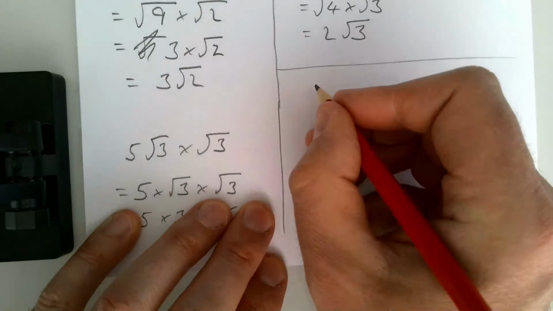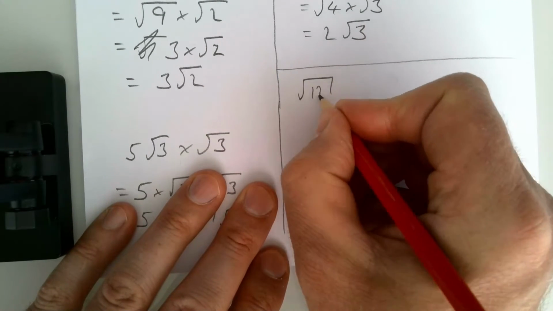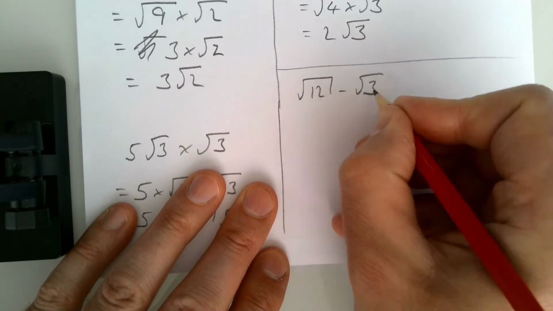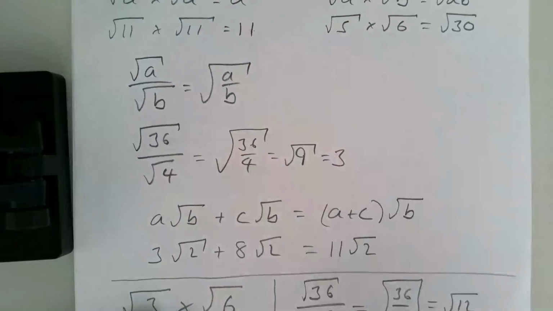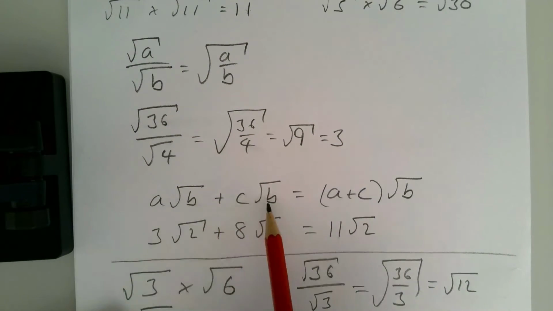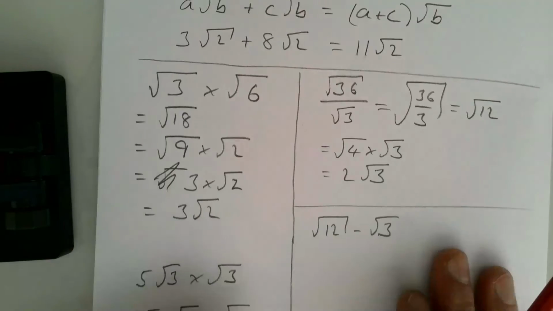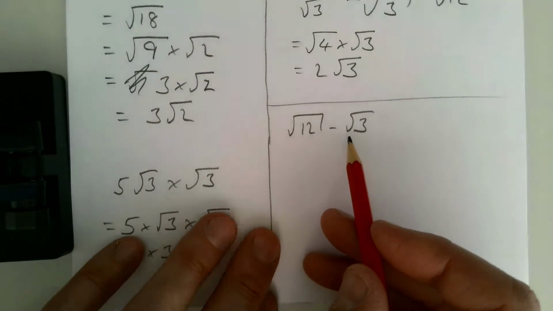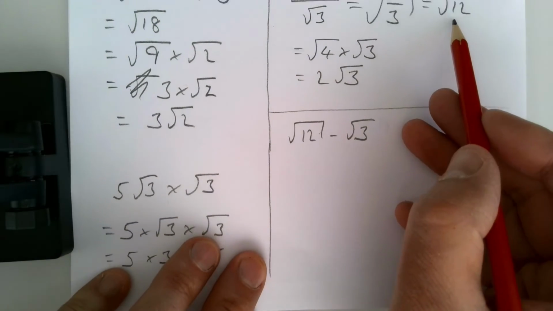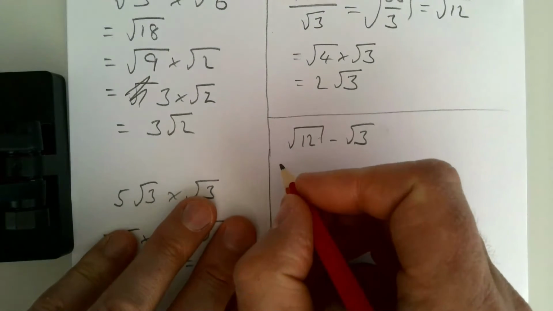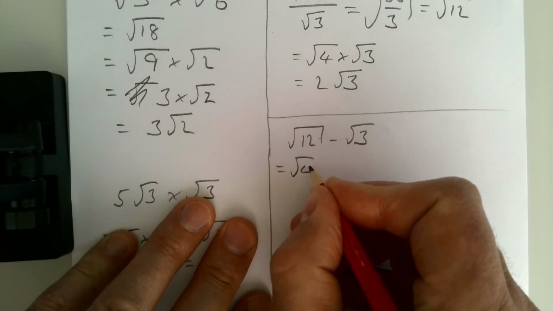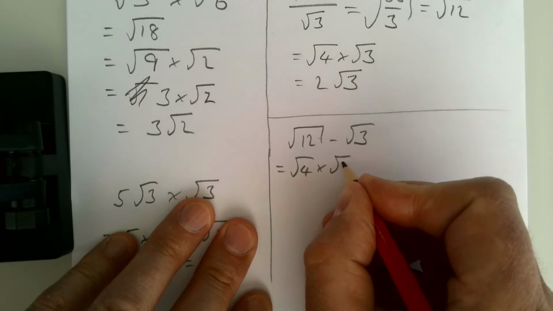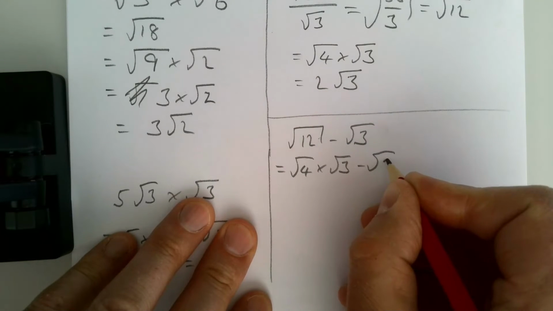Next one I do is root 12 take away root 3. There's nothing to do with adding and subtracting unless the number is the same within the square root, the surds the same, so we can't do anything with this at the minute. However, we have a root 12 up here, and how did we change that? So I could write that as root 4 times root 3, take away root 3.